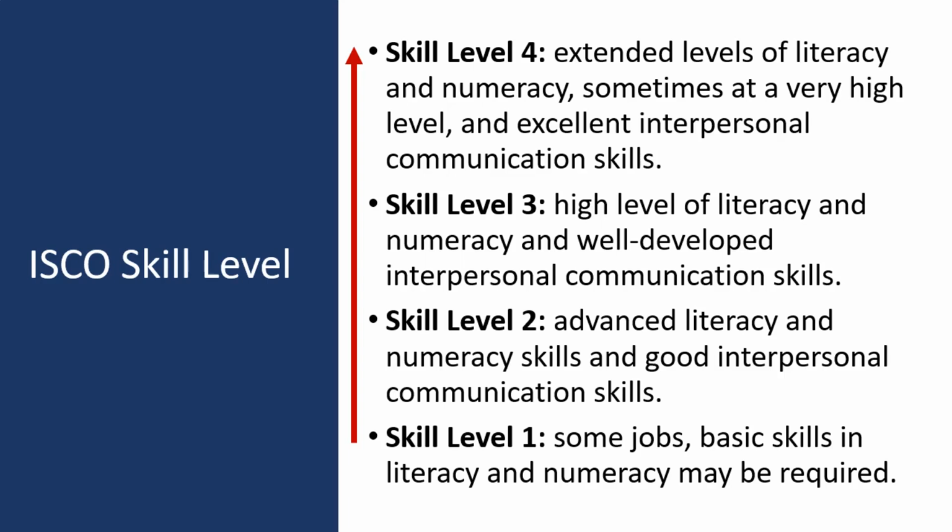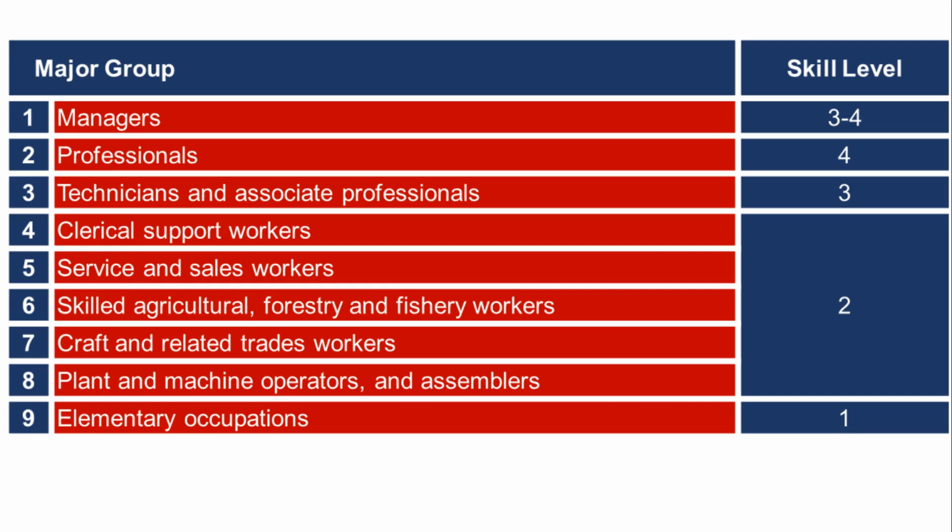This 4-level structure helps us understand the complexity and requirements of different occupations, ensuring that qualifications and training programs align with industry needs. Let's discuss how ISCO skill levels can align and potentially indicate the different major groups of occupations. Each group can reflect a distinct level of skill complexity, from basic to highly specialized roles. This is not relevant to all occupations, but rather an indicative example.